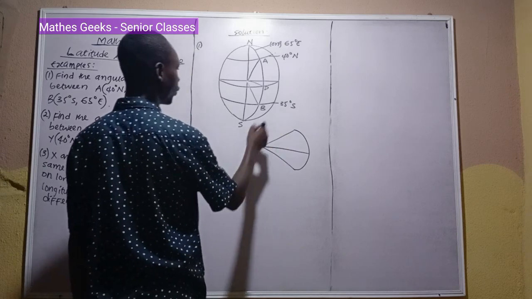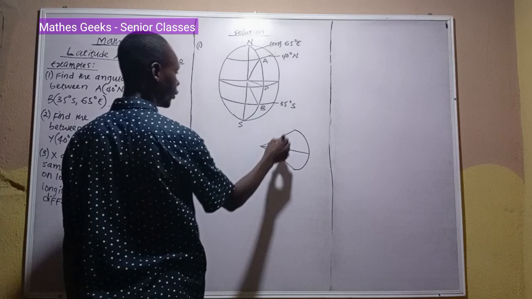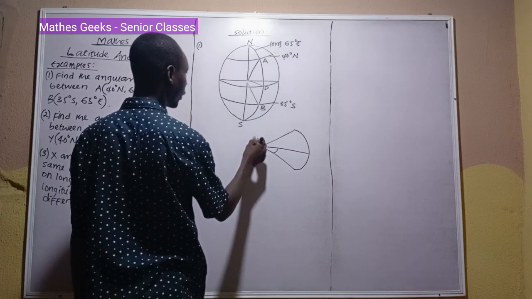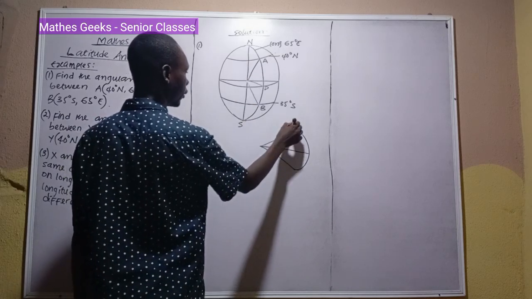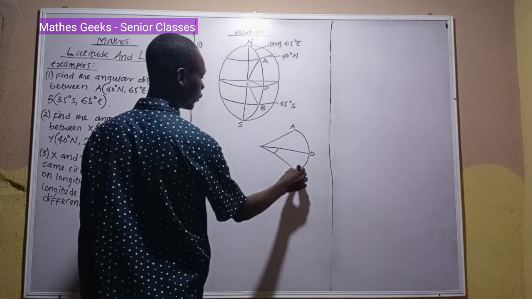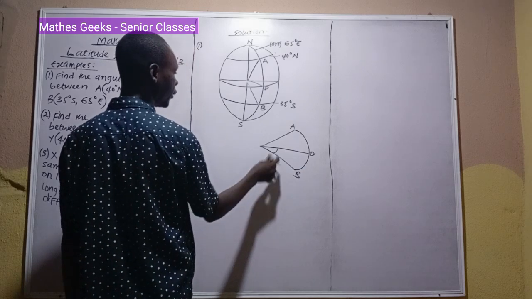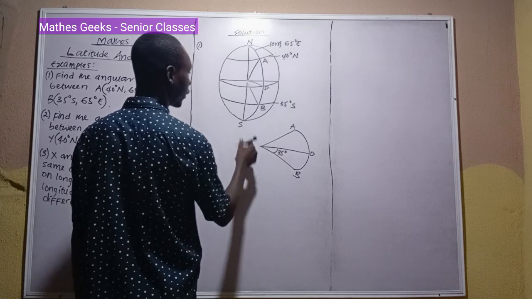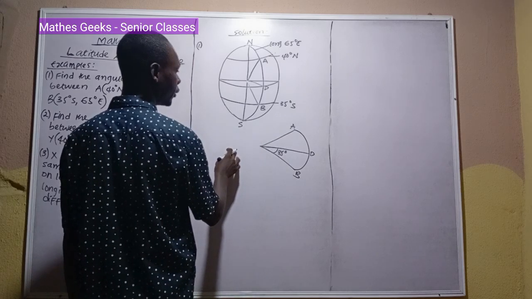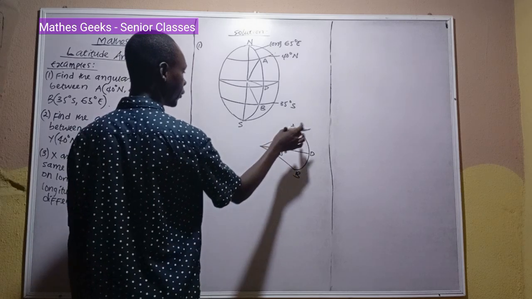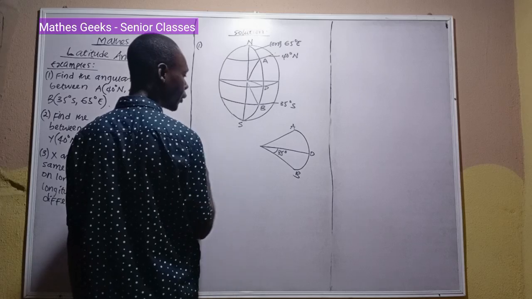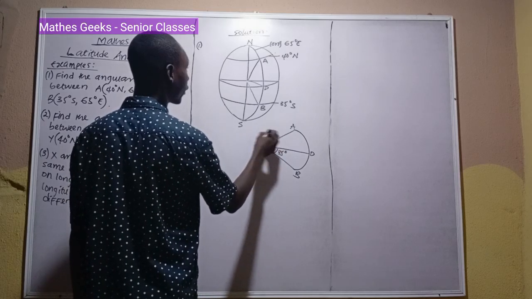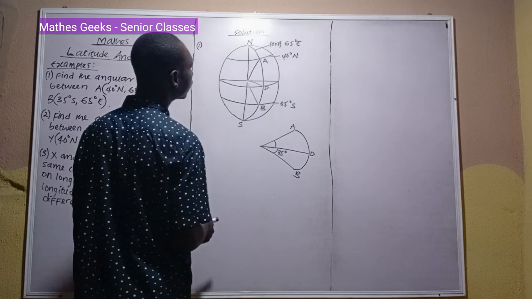So our angular measurement will be 35 degrees. Let's call this A D B. So angle B D is 35 degrees, and angle A D here will be 40 degrees.